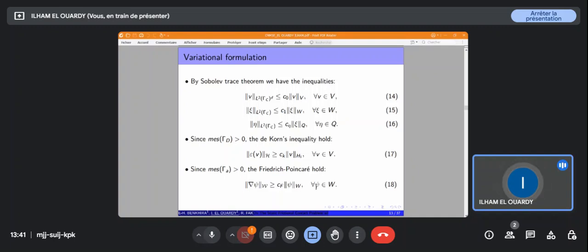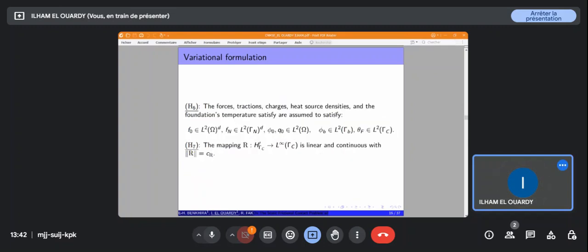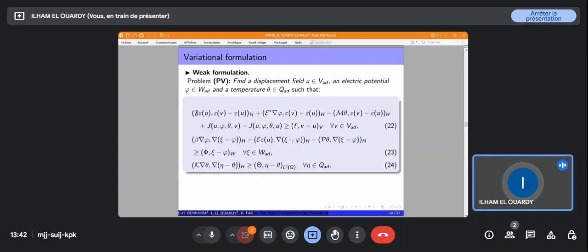Also, by Sobolev's trace theorem, we have the following inequalities. And since we have supposed these two conditions, then Korn and Friedrichs-Poincaré inequalities also hold. We need also to make some assumptions on the data. So we have the following conditions and regularity on the data of the problem. Next, by using Riesz's representation theorem, we can define the following elements as follows.